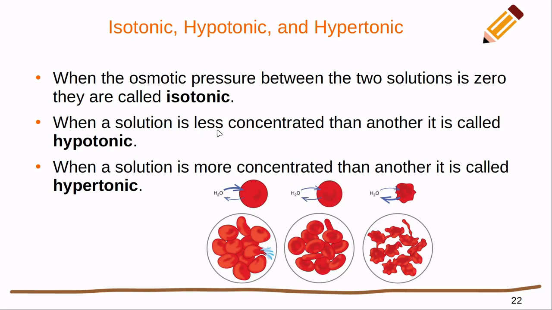When a solution is less concentrated than another, it's called hypotonic. So what's going to happen if I inject your plasma with a solution that is less concentrated?